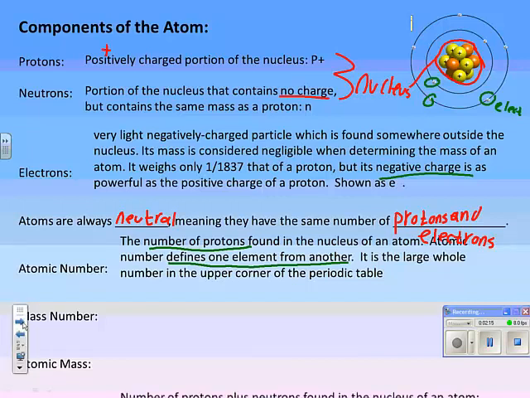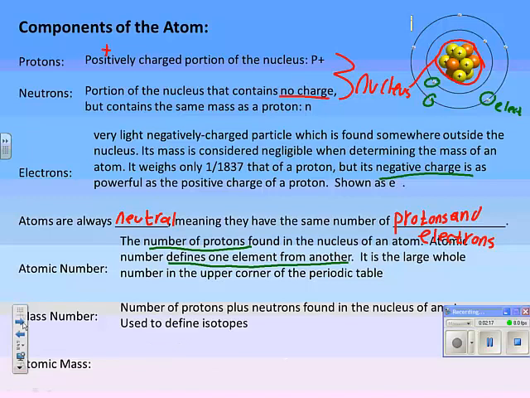Now the mass number is the number of protons plus neutrons found in the nucleus. So protons plus neutrons, we do P plus N. This is also used to define isotopes. Because remember, we can't change the number of protons because that changes the element. But we can add and remove neutrons as we deem fit.